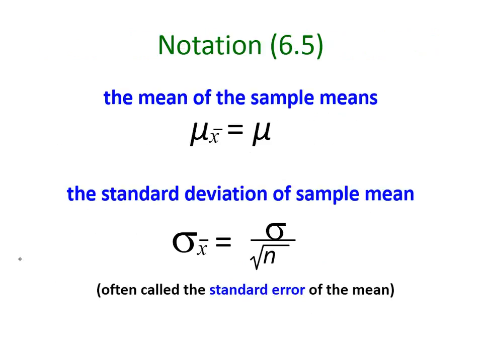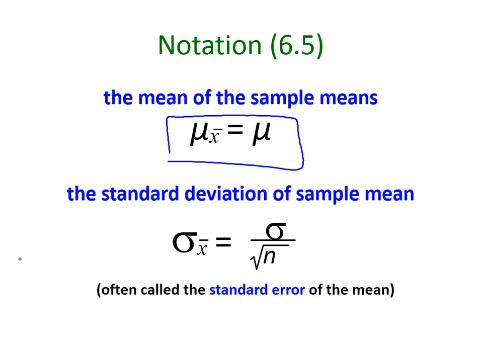So the notation that we're going to use: the mean of the sample means is the population mean. This is what that's saying. This is saying the mean of my sample means. So if you're taking all the samples and finding the mean of those samples, the mean of the sample means is going to approximate the population mean, because mu is your population mean.